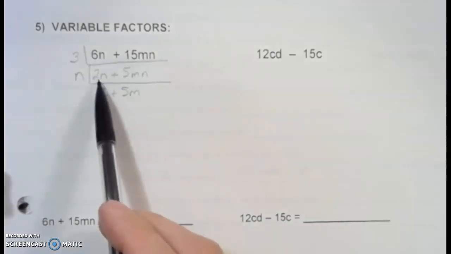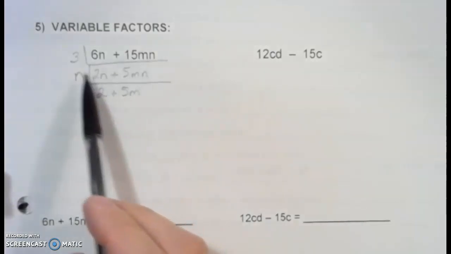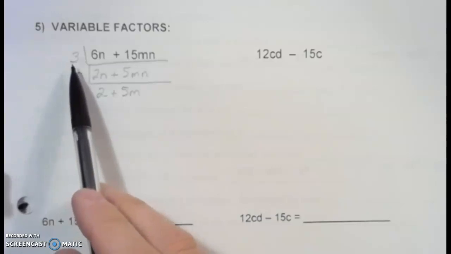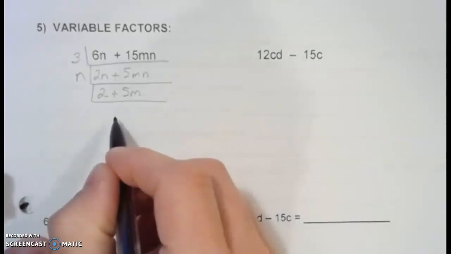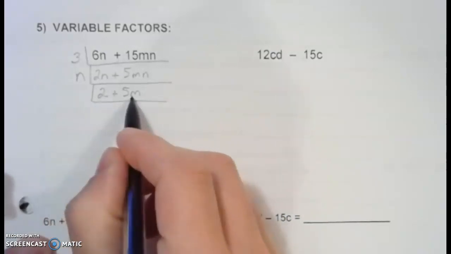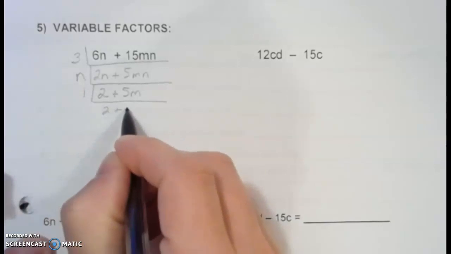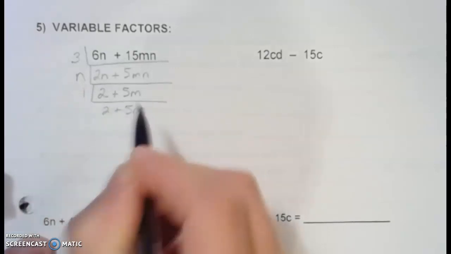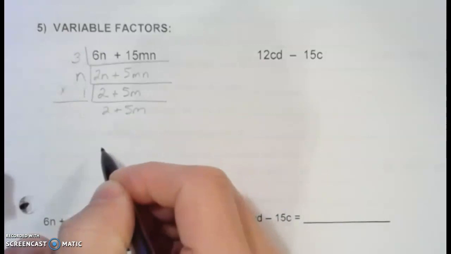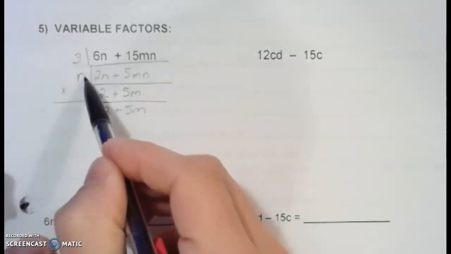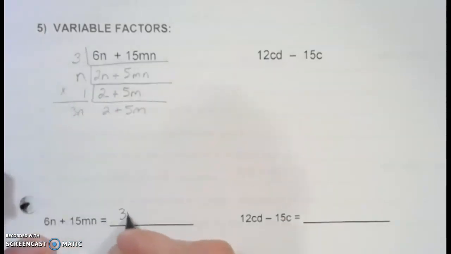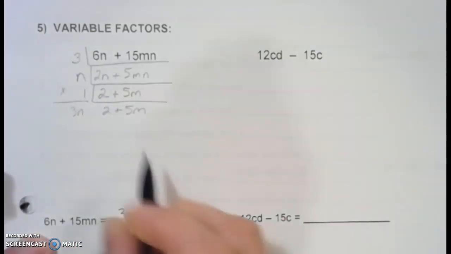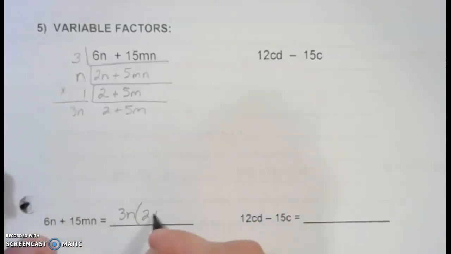Okay, so if your terms have a variable in common, you can factor that variable out just like you would be able to factor out a number. Put your factor box around 2 plus 5m. Now these terms only have 1 as a common factor, which will leave us with 2 plus 5m. And so we're going to multiply on the outside to get the GCF. 3 times n is 3n. 3n times 1 is still 3n, so that's going to be our first factor, times, in parentheses, what was left over, which was 2 plus 5m.